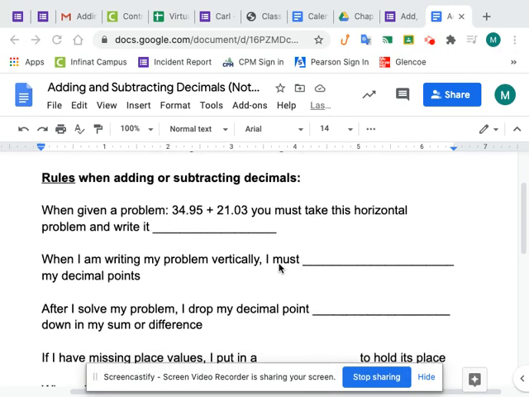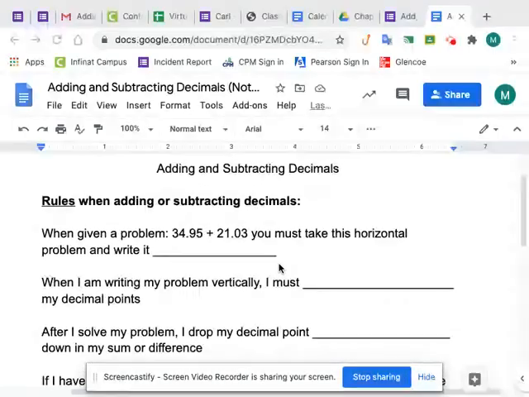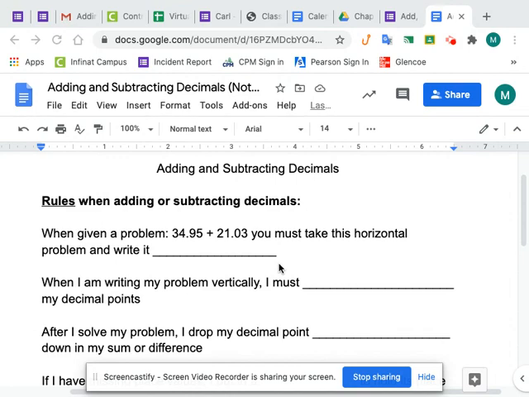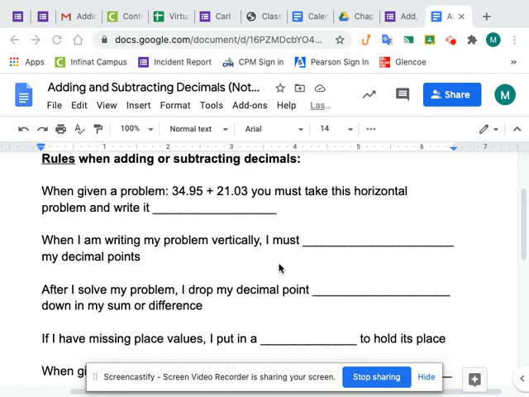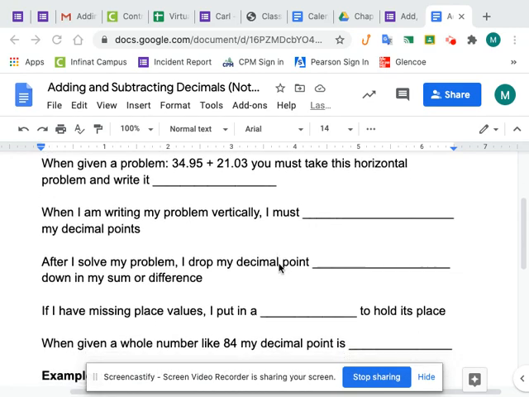All right, adding and subtracting decimals. We're going to lump these together because the rules are the exact same. And that's exactly what some of these are. They're rules. They are things you need to follow in order to be successful with these problems.